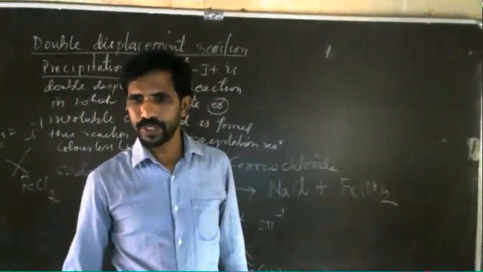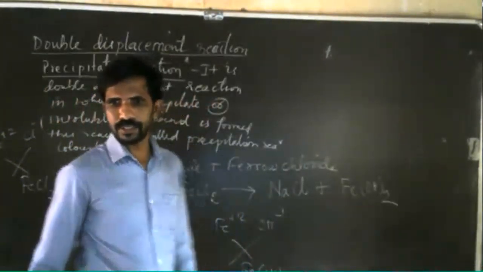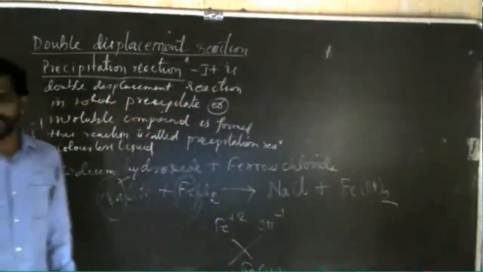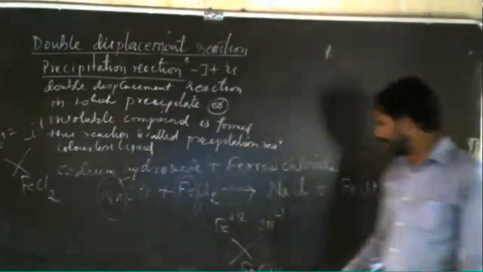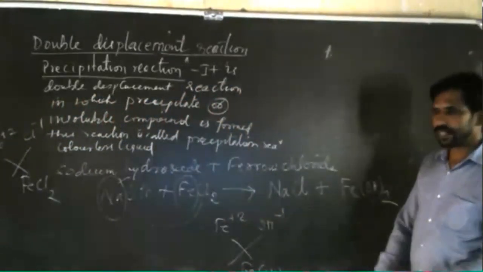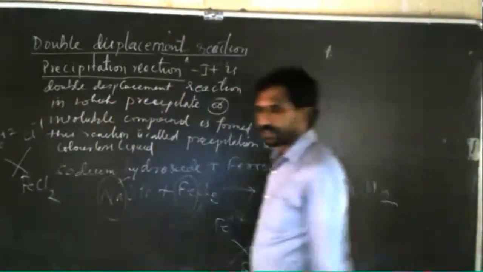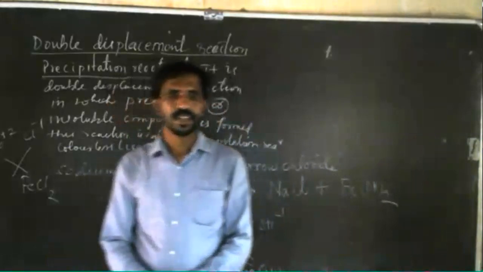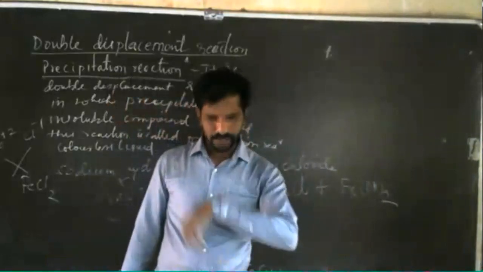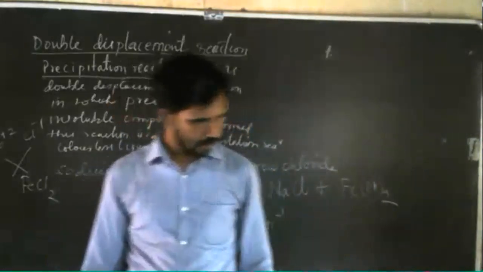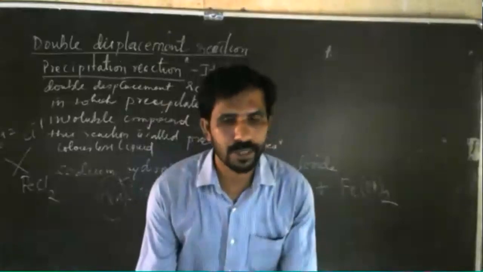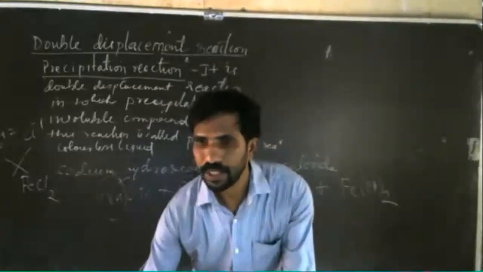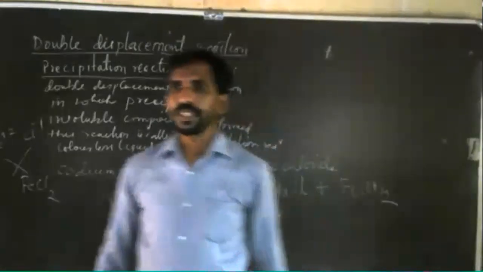Somebody has written it, very good. Ananta has written it. Anant, your answer is wrong, my dear. Vaishnavi is right. Rachita is right. Anant Hegde, your equation is wrong. NaCl plus H2O, no. It becomes ferrous hydroxide.